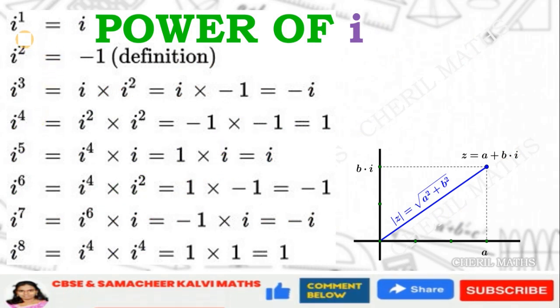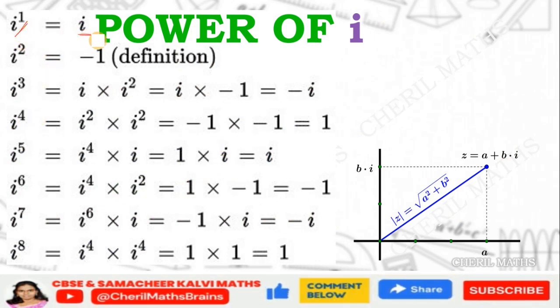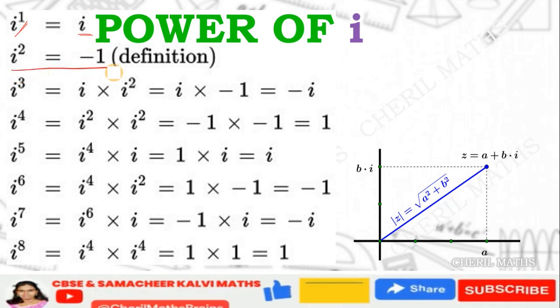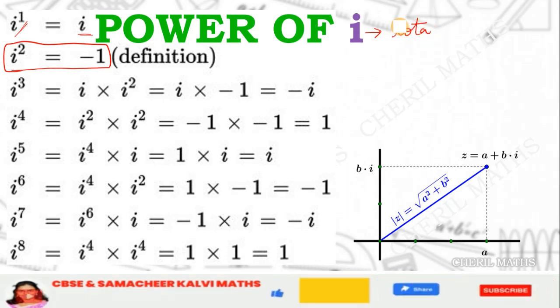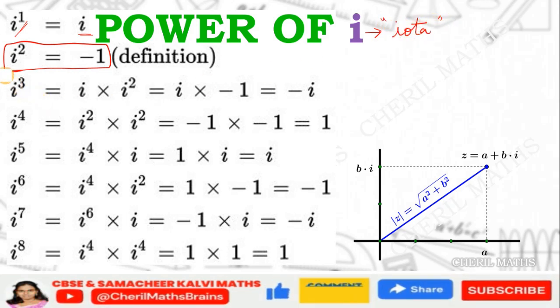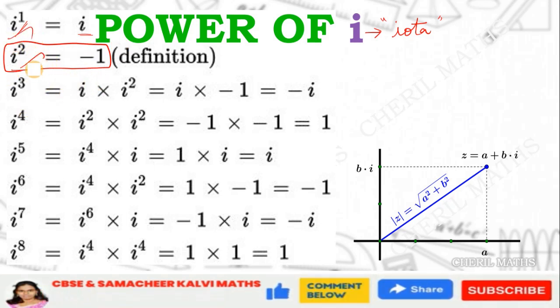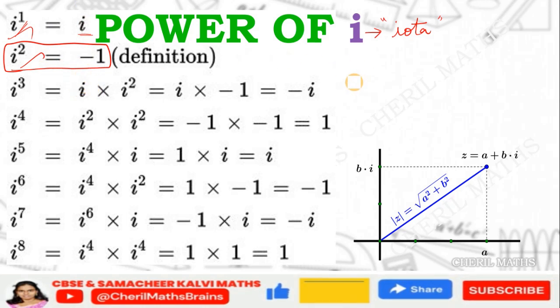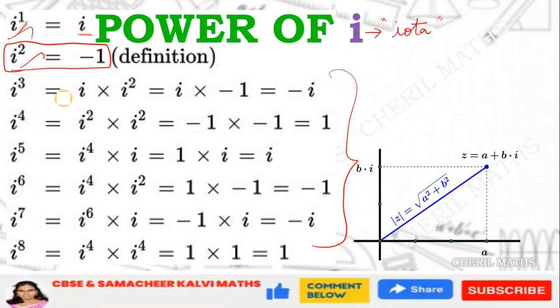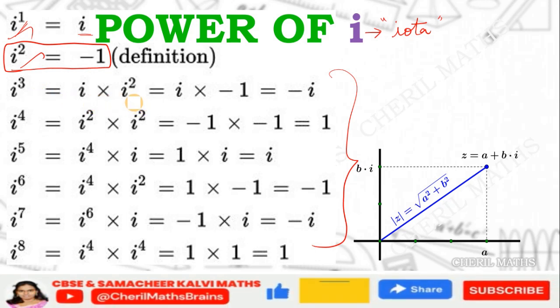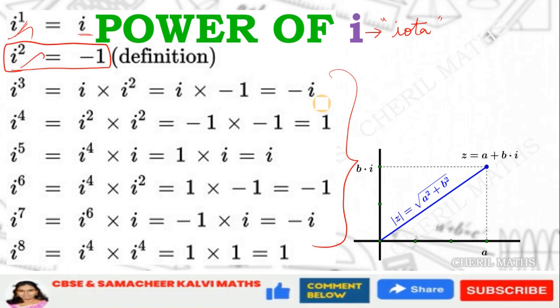So what will be i power 1? It will be i. And we've already learned that i square is minus 1. This i is the short form of iota. These two we already know, and with these two we can derive any other powers of i. So for i cube, what will it be? It will be i into i square. So i square we know is minus 1, which gives minus i.